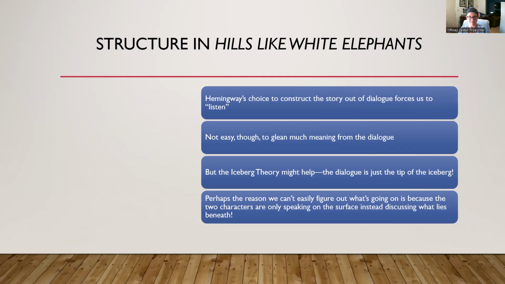And maybe the reason that he does this is to show that we can't easily figure out what's really going on beneath the surface, because the two characters are only speaking on the surface instead of discussing what lies beneath, right? If the iceberg is just the beginning, and the most important aspects lie beneath the surface, but the two characters having the conversation never go below the surface, what are we supposed to do, right? We're relying on this conversation between these two characters to explain what's happening down here under the surface, but we never get to what's beneath the surface because these two characters refuse to talk about it. I mean, they dance around it, but they never actually talk about it.